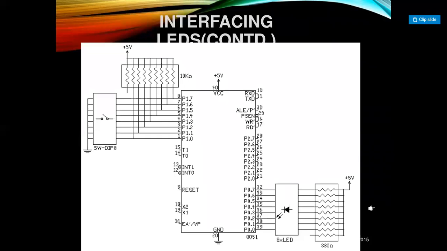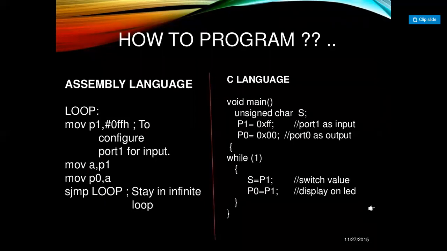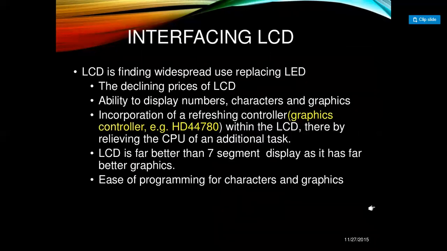Then when we are talking about a circuit, इस सर्किट डायग्राम को हमने LED के इंटरफेसिंग में करा था. सो ये वही इंटरफेसिंग का डायग्राम है, और यही हमने प्रोग्रामिंग की थी. In order to make port 0 an input, the port must be programmed by writing 1 in all the bits, and port 0 is configured first as an input port by writing 1s, and then data is received from the port to send 1. तो ये प्रोग्रामिंग हमने इंटरफेसिंग विद कीबोर्ड वाले 3rd यूनिट में कर ली थी. ये हमने असेंबली लैंग्वेज भी उसमें ही की थी. ये तो हमने पुरानी वाली स्लाइड ली है.